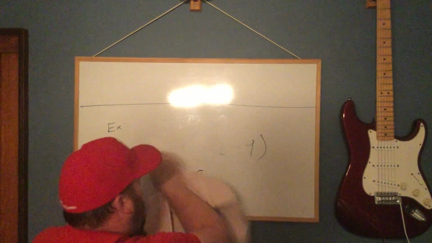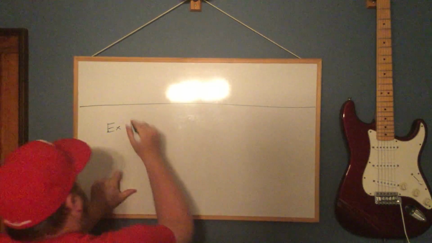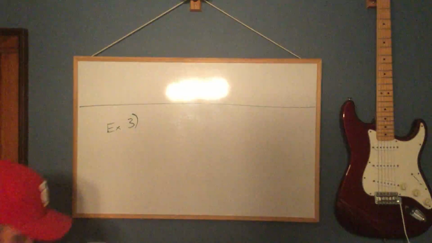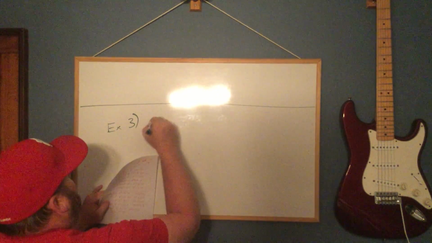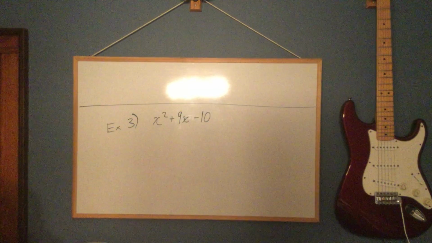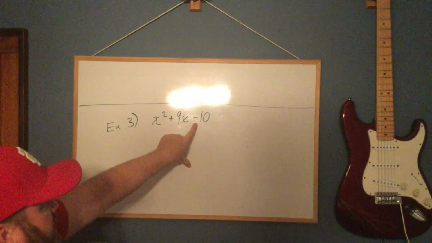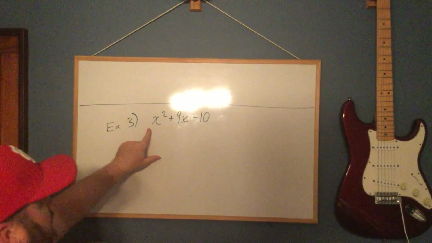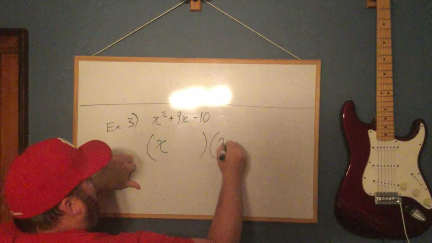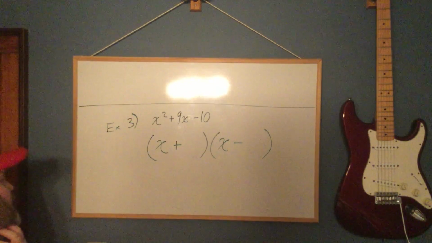All right, let's look at a third example. Got x squared plus 9x minus 10. So again, we have a negative, so that'll tell us different signs. That's a leading coefficient of 1, so I know it's x and x. And we have to say it's different signs. So I'm going to put my plus and minus.